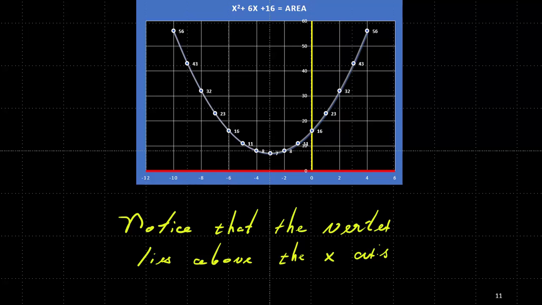One thing I'd like you to notice in this case is that the vertex lies above the x-axis. The rectangular quadratic equation that we did previously lied below. So there's that statement that that vertex can lie above or below the x-axis.